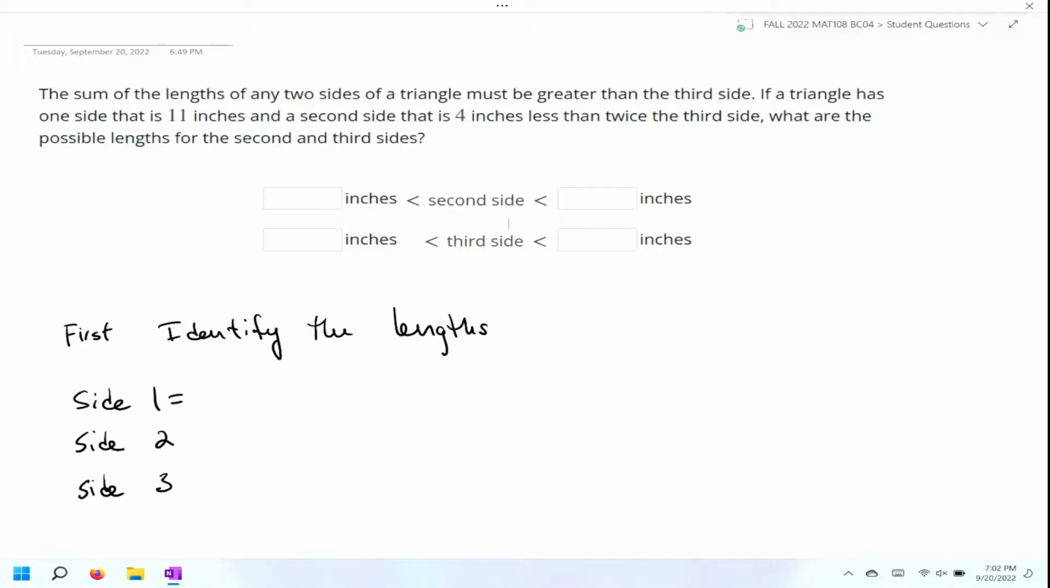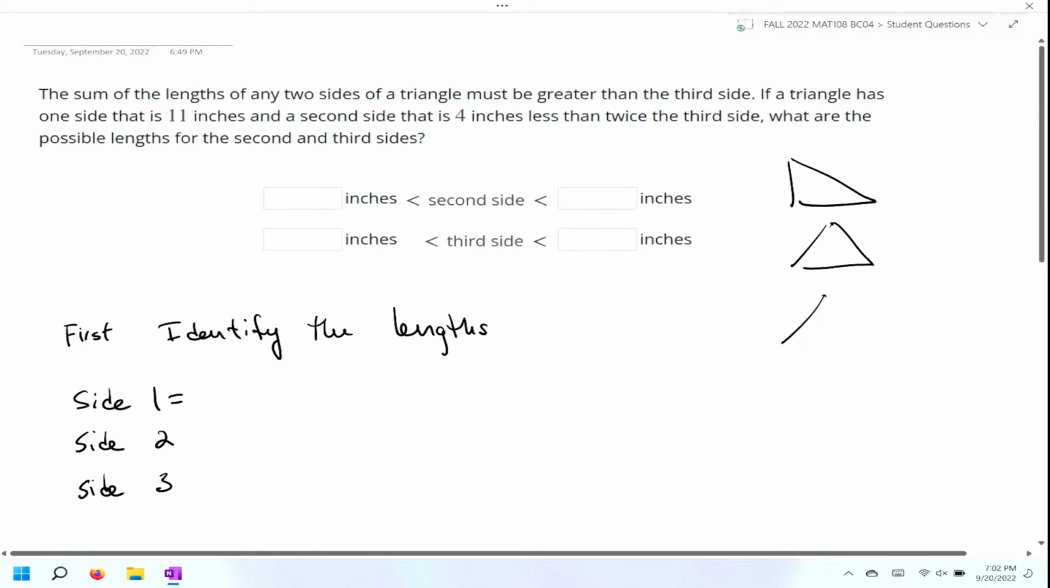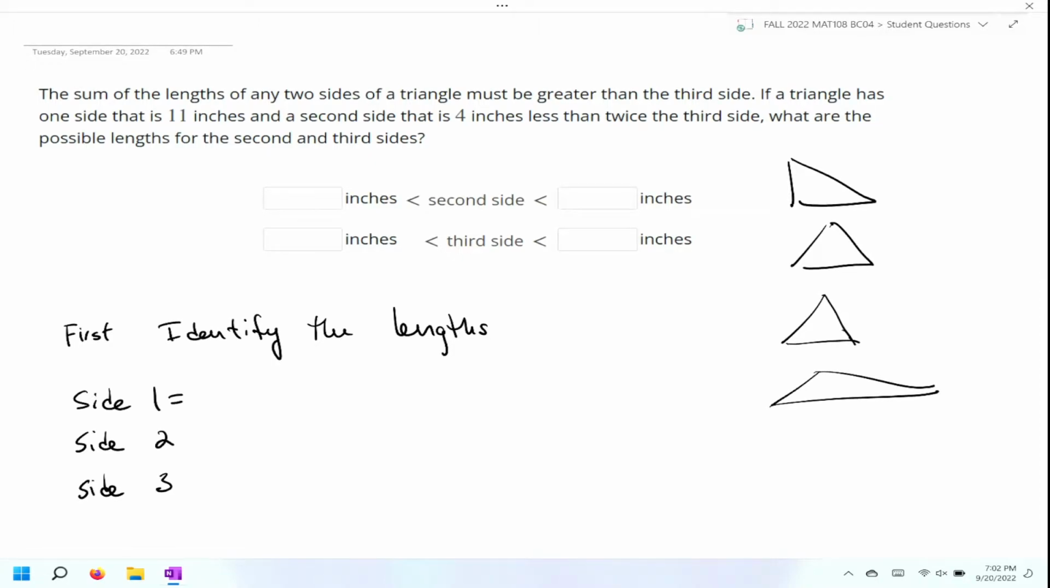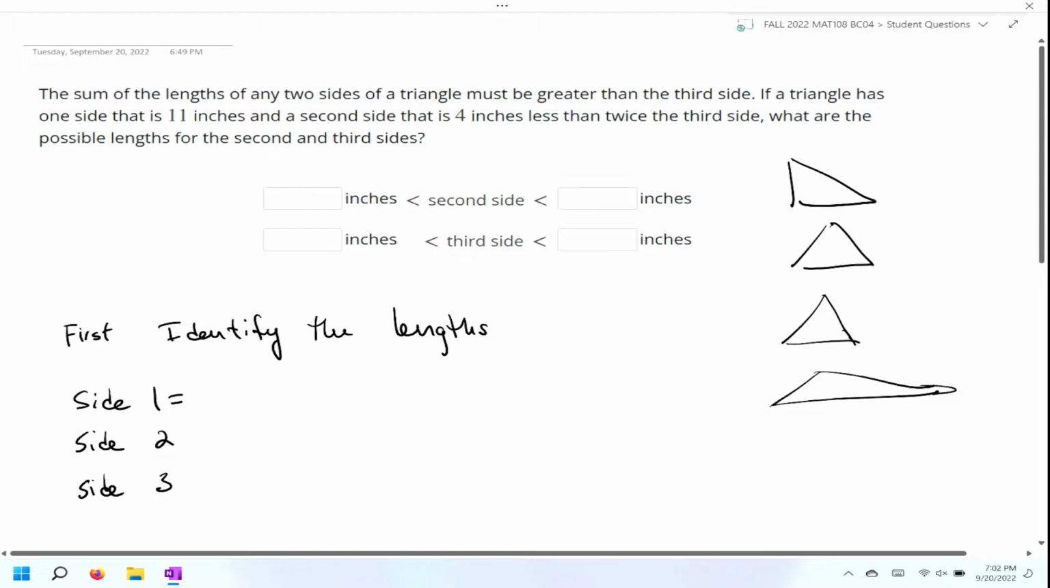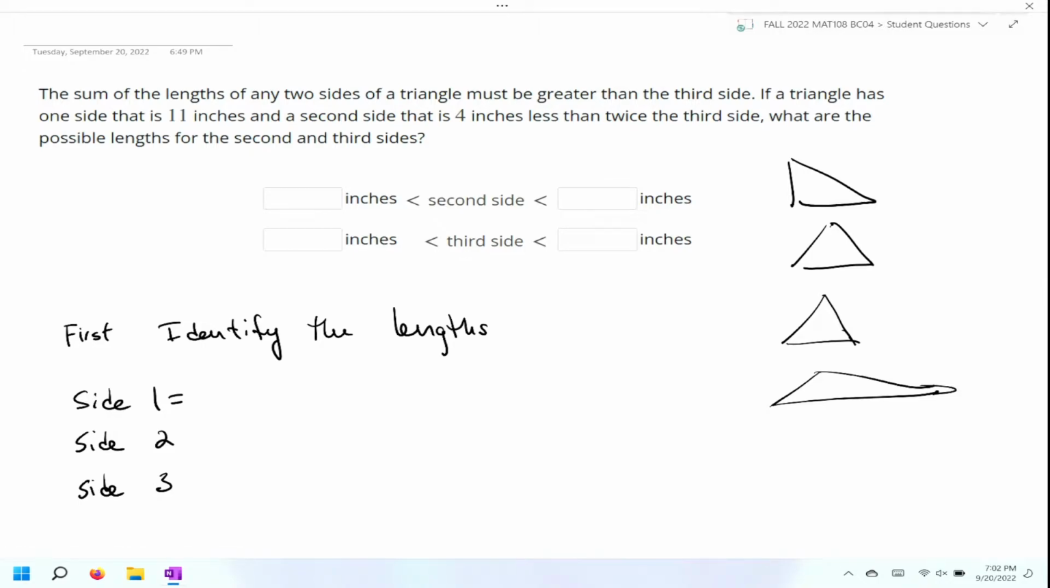Now, when we look at this, this question doesn't say anything about this being a specific type of triangle. For example, you don't know if this is a right triangle. You don't know if it's an equilateral triangle. You don't know if it's an isosceles triangle or just some regular arbitrary triangle like this. You have no idea, okay? So you don't have to worry about really drawing a picture.